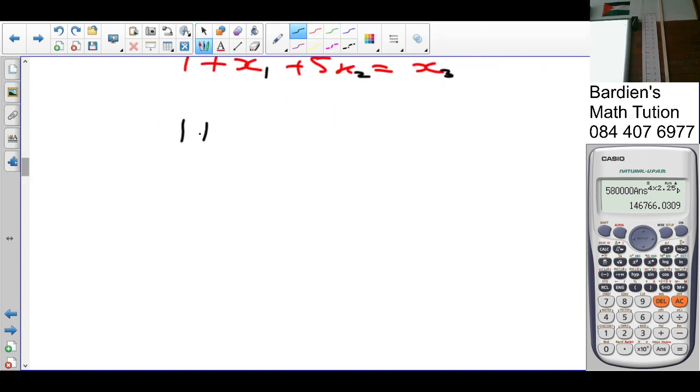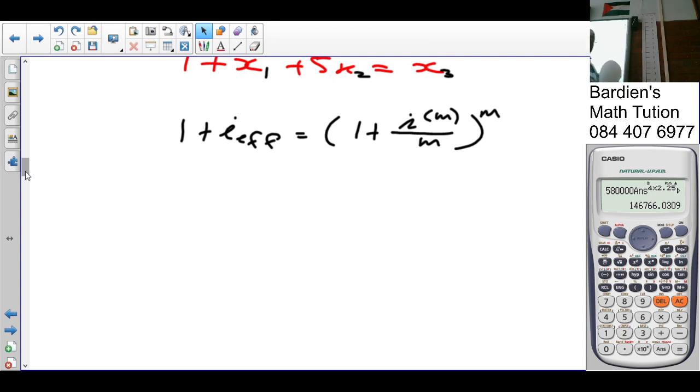It's going to be 1 plus I effective equals 1 plus I to the exponent m over m to the exponent m. This formula is not given in the exam, so you must memorize this formula.